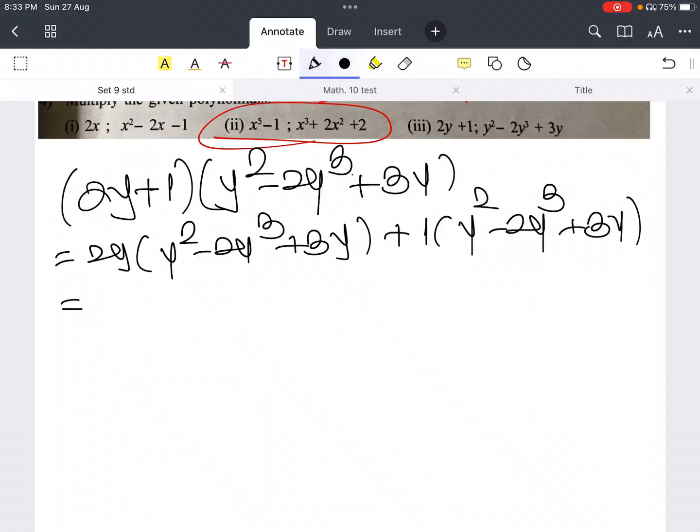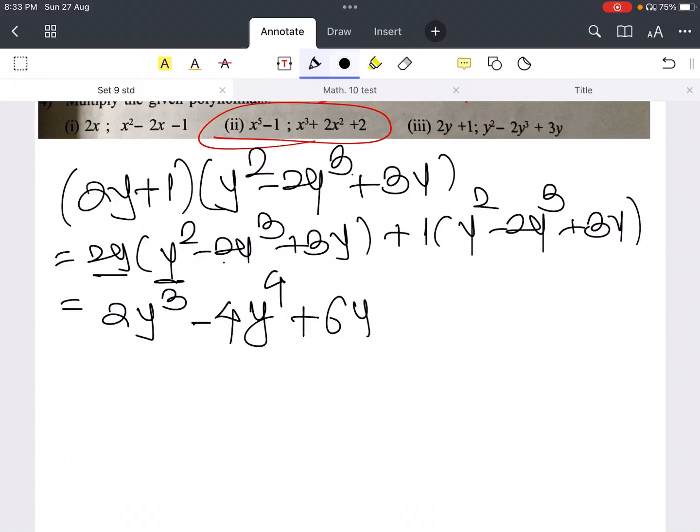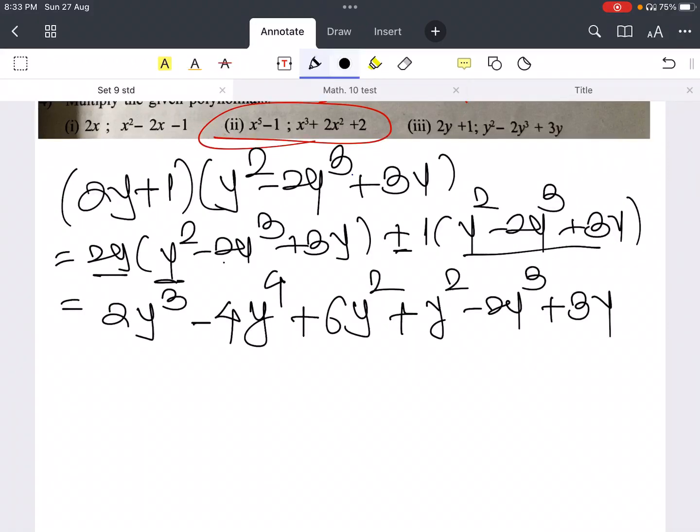Next one. So 2y will multiply with y square, it becomes 2y cube. Now we will write it directly. Next one, minus 2 into 2, that is minus 4, y cube into y, it becomes y raised to 4, plus 3 twos are 6, y into y square. Plus, see, outside the bracket plus is there, so there is no change in this, so write down as it is, y square minus 2y cube plus 3y.